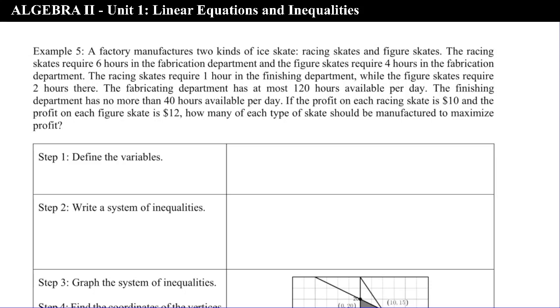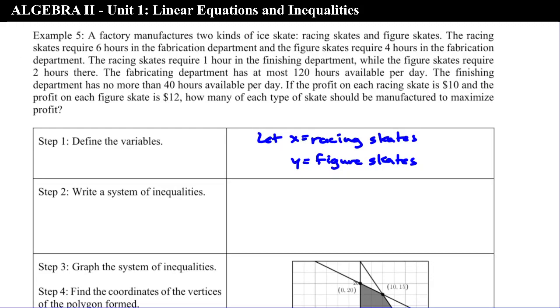So very much like the last problem, we're trying to maximize what our profit's going to be. So let's start by defining the variables. We'll let x be our racing skates, and let's let y be our figure skates. Okay, so now we need to figure out what our constraints are going to be. So again, this is going to require that we pick apart the problem a little bit. Okay, so let's write the system of inequalities.